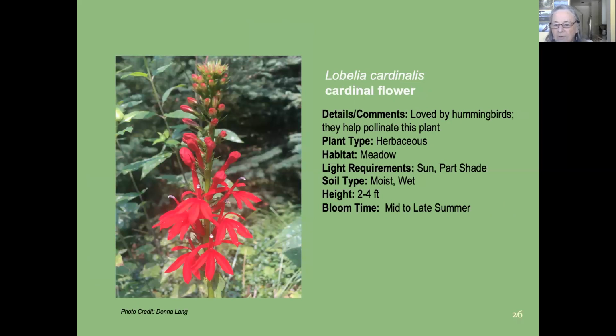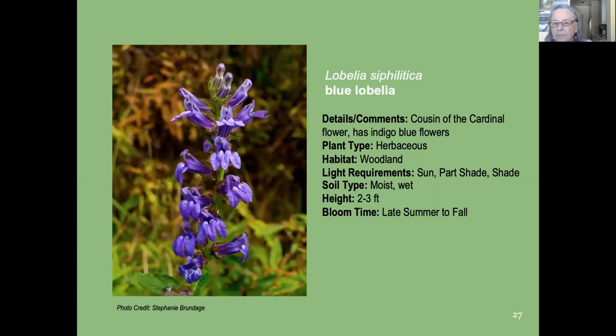Lobelia cardinalis, the cardinal flower, is also an exquisite flower. It relies largely on hummingbirds to pollinate it because insects find it hard to reach its long tubular flowers. Cardinals need moisture to be happy, so you've got to make sure they're well watered. Like its cousin, the cardinal flower, Lobelia siphilitica, blue lobelia, needs lots of moisture. And it's not drought tolerant, just like the cardinal flower. And similar to the cardinal flower, it's also pollinated by hummingbirds.